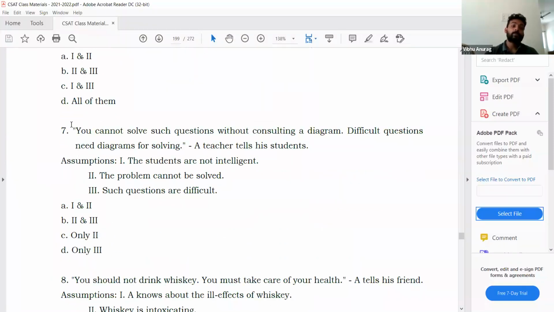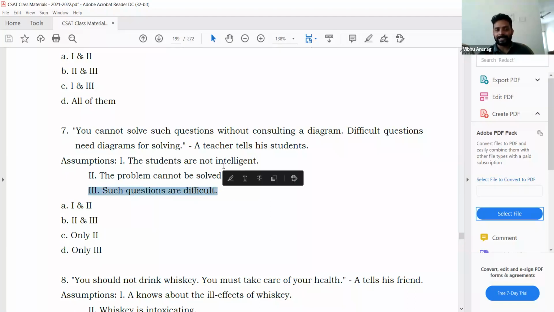Then question number 7, you cannot solve such questions without consulting a diagram. Difficult questions need diagrams for solving. Now a teacher tells this to his students. So what are the assumptions made by the teacher? Number 1, students are not intelligent. If you see over here, he is not questioning the intelligence of the students. So 1 is wrong. He's just saying that if you want to solve difficult questions, you need diagrams. Second one is also wrong. He's not saying the problems cannot be solved. He's saying you can do it with the help of a diagram.